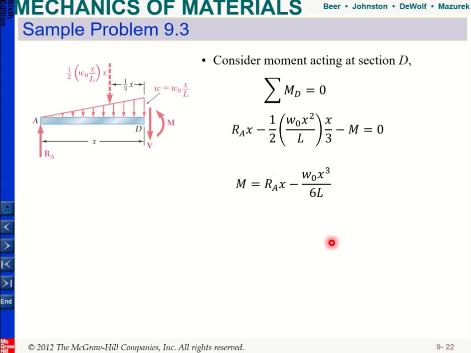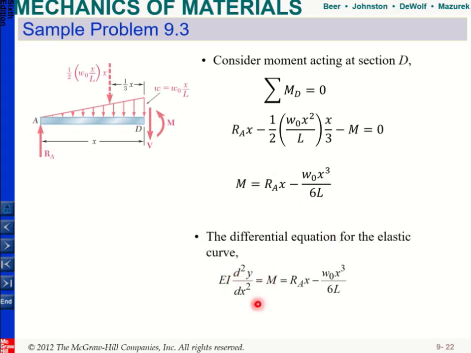If I know my moment, then I can get my y. So I can write this equation. EI d²y/dx² is equal to M, and I find my M, so I just plug it there. Okay. So again, this question was simple enough. I can directly get my M. So this is why I didn't do the other things.